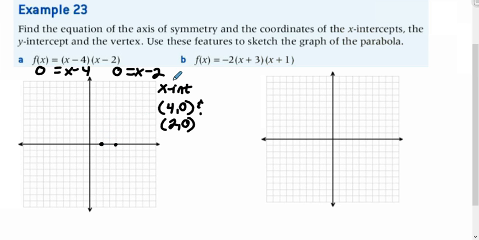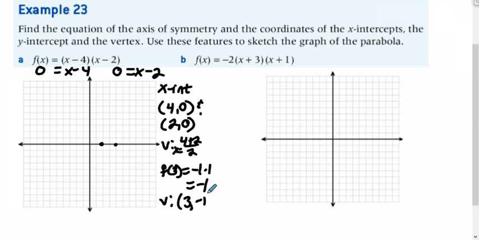Then if I want to find my vertex, I have to find halfway between those two. So I'm going to average them. 4 plus 2 divided by 2 gives me the x value of my vertex. So 6 over 2, so it's at 3. Now I have to calculate f of 3. Plugging that in, I get 3 minus 4, so negative 1, times 1. So that's negative 1. Therefore my vertex is (3, negative 1).